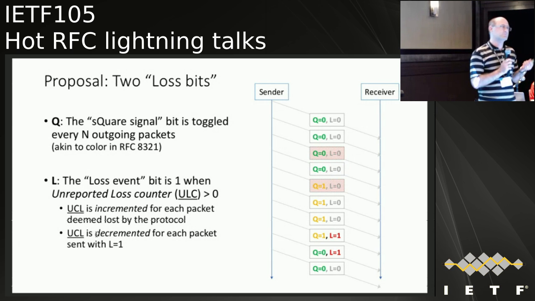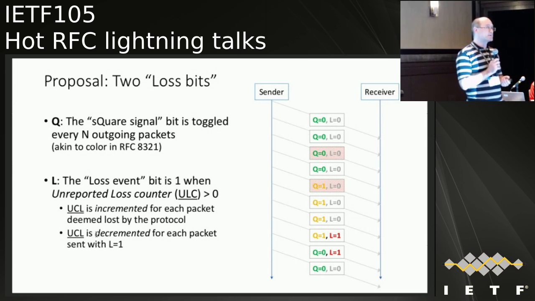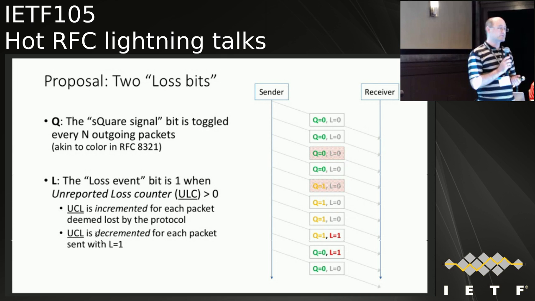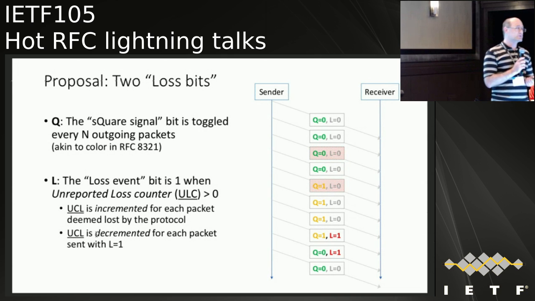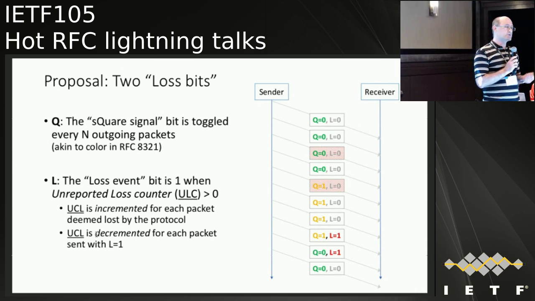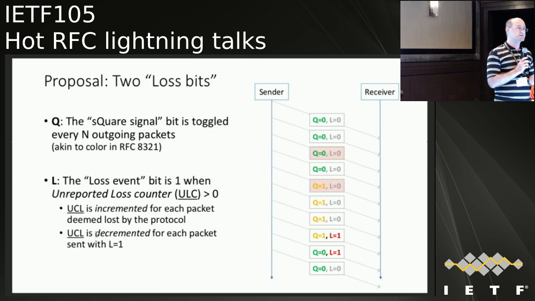When you're sending packets, 64 of them have zero Q bit, 64 one, 64 zero, and so forth. The other bit is an L, for loss event bit. And it is set when there is a special unreported loss counter, which is greater than zero. The unreported loss counter is maintained by the sender. When there is a packet that the sender sent and the sender deems it lost, it increments the counter. When a packet with L equals one is sent, the counter is decremented. So if you can see the picture, there are two packets in red. They've been lost. About 1 RTT to 1 RTO later, the sender determined they've been lost, and it sent two packets with L equals one.